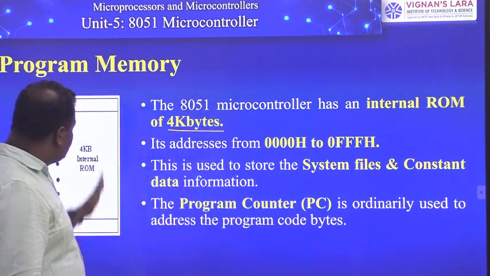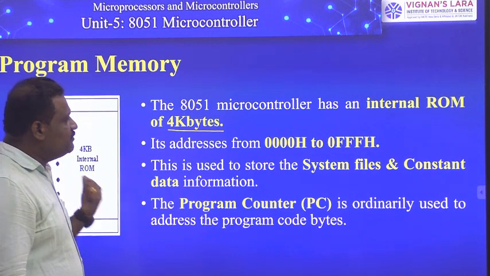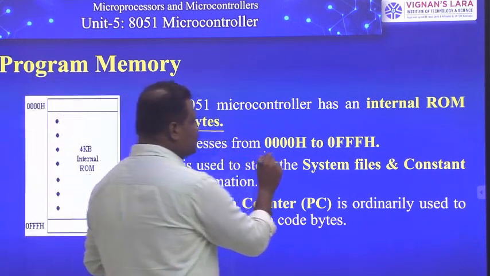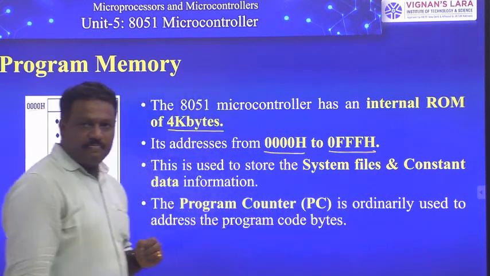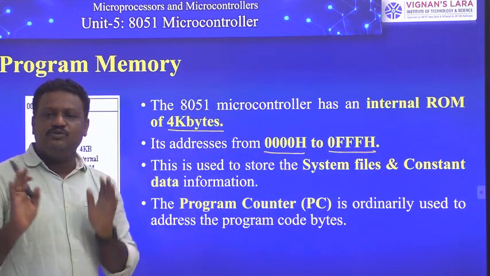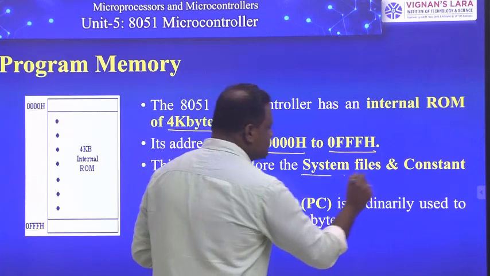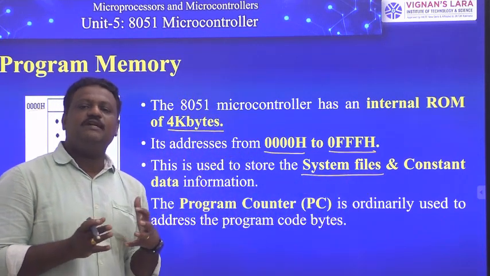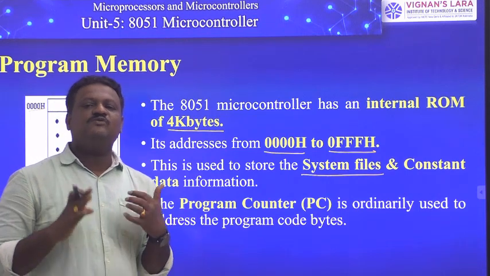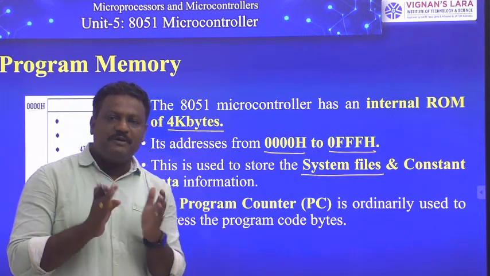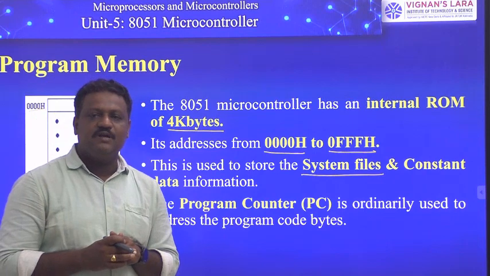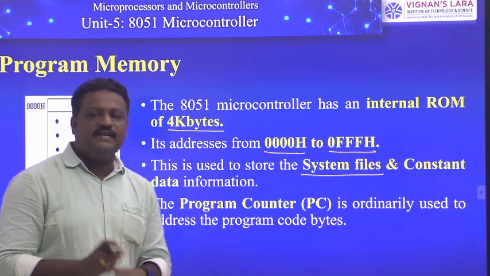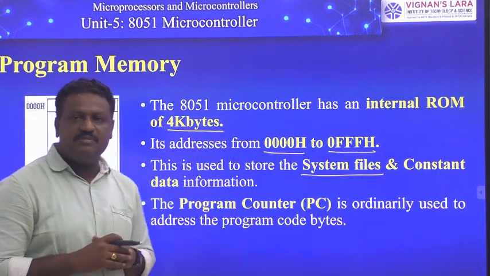So these are the 4 kilobytes of internal read-only memory. What is the job of this? So whose address is from? I told you, 00H to 0FFH. This internal program memory is used to store the system files of our 8051. That means the system related programs, the programs which are necessary for proper functioning of my 8051. Those programs we can consider as system files. Those system files are stored in this internal read-only memory.